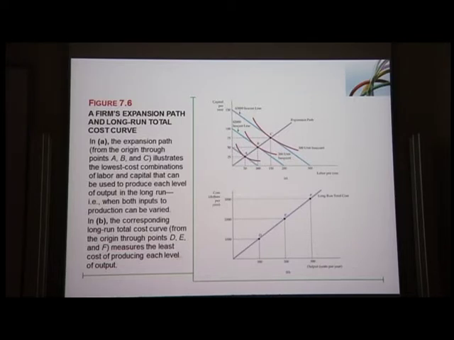The lowest cost combination to produce 200 units is 50 units of capital and 100 units of labor. That is tangency point B. And to produce 300 units, that is tangency point C, you need 75 units of capital and 150 units of labor. So those 3 points illustrate the lowest cost combinations of labor and capital that can be used to produce each level of output in the long run.